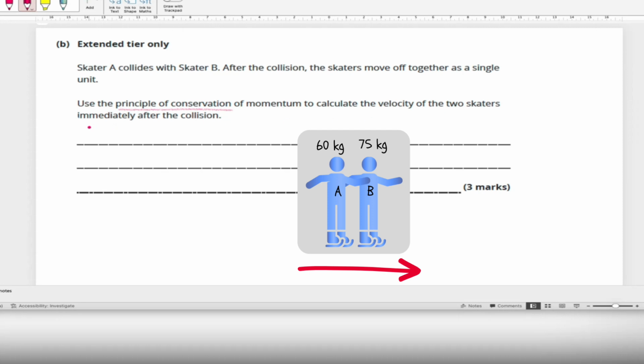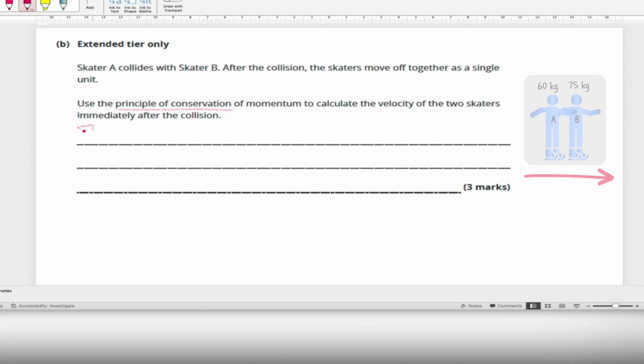Now, the principle of the conservation of momentum says that the total momentum before the collision is equal to the total momentum after the collision. The momentum will stay conserved. Now, we know that the total momentum before the collision is equal to 150. Now, we want to know the velocity of the skaters after the collision.